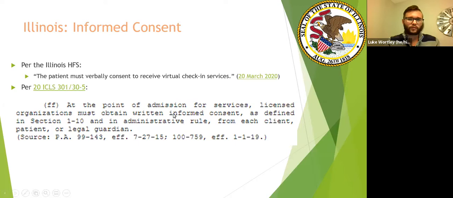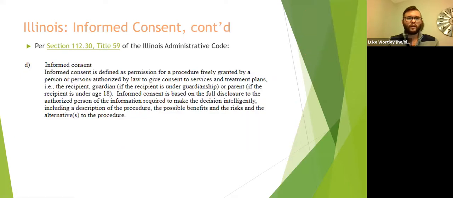So at the point of admission for services, any licensed organization must obtain written informed consent as defined in sections 1 to 10 in the administrative rule from the client, patient, or legal guardian. And I've got a link to that language right here that can be found in the Illinois Administrative Code. So normally you have to obtain written consent, but during the public health emergency, verbal consent is okay as long as it's documented by the originating and distant sites.